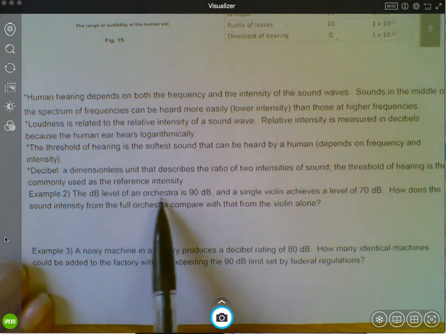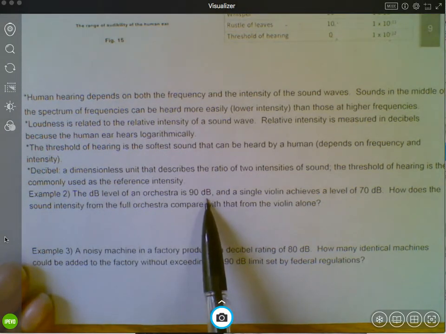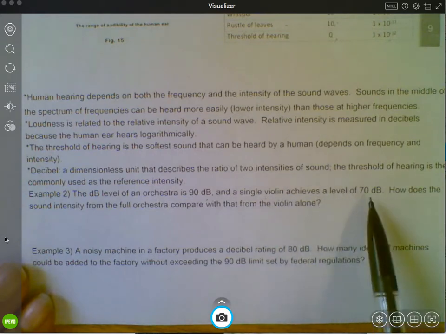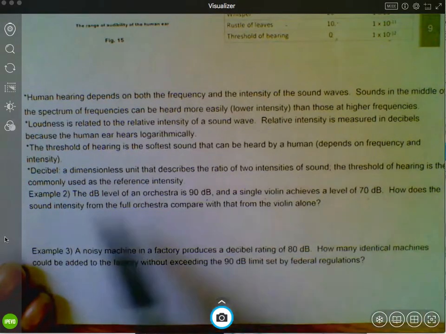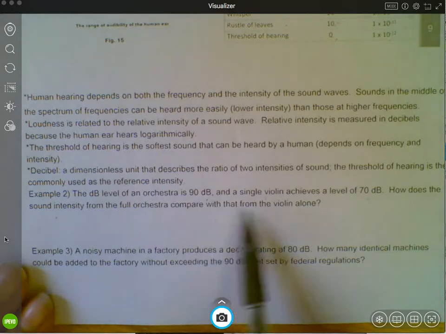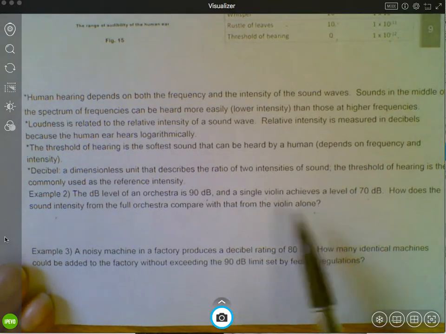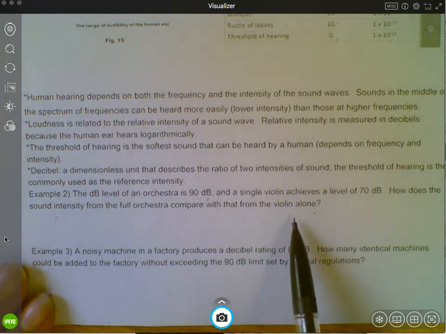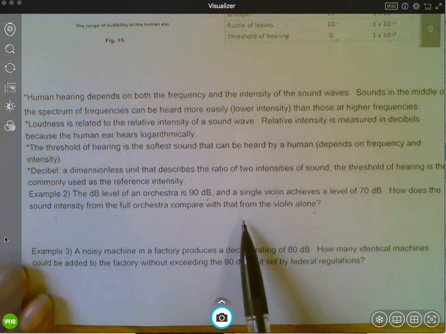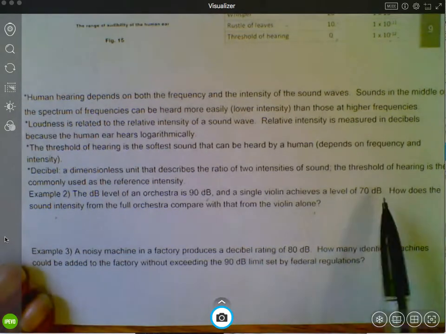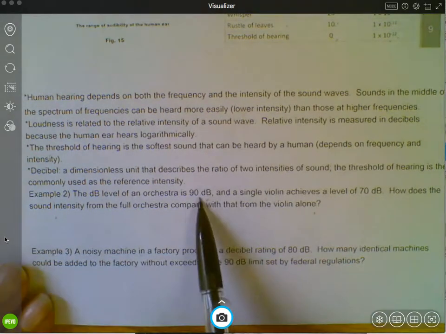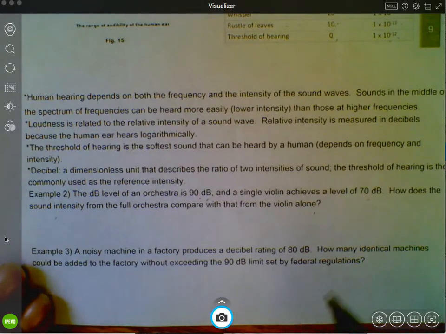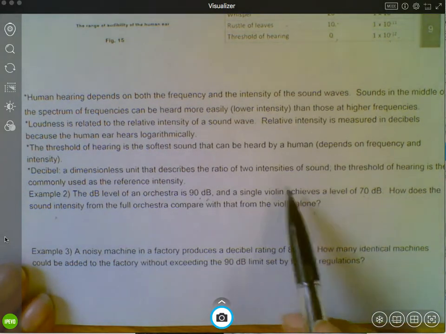The decibel level of an orchestra is 90 decibels. Okay. A single violin achieves a level of 70 decibels. How does the sound intensity from the full orchestra compare with that of the violin alone? Okay. For every 10 decibels you go up, the intensity is 10 times greater. So, how many decibels did we go up from a single violin to an orchestra? Should be very easy. We went up 20 decibels. How many times did we go up by 10, right? So we went up by 10 to 80, and then by 10 again.